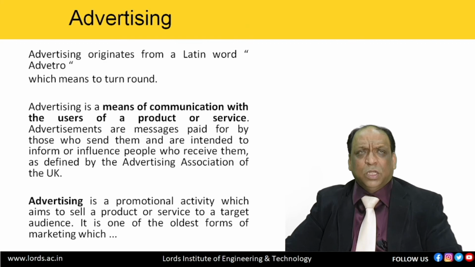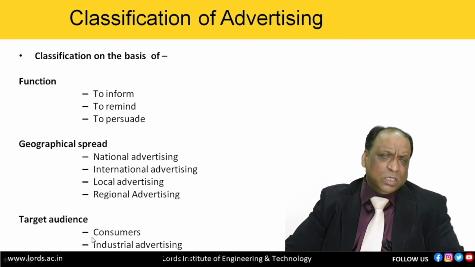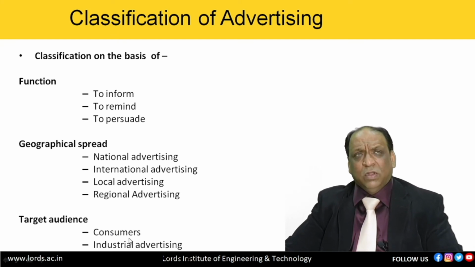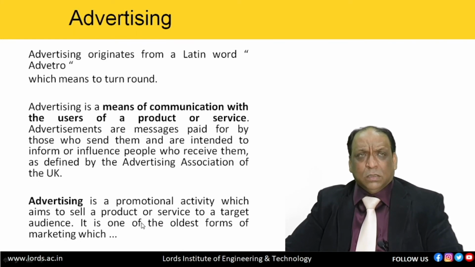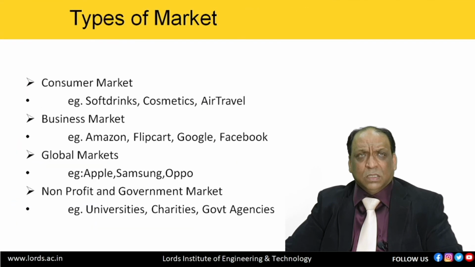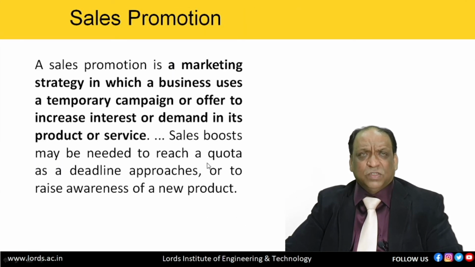Now let me take you to the classification of advertising one by one in detail. The function is to inform, to remind, and to persuade. The last one is very important, that is to persuade. National advertising, international, local, and regional advertising. Target audience, again, as I said, consumers as well as industrial advertising. This is the classification of advertising. This is the definition of advertising. Now, this is the definition of sales promotion.